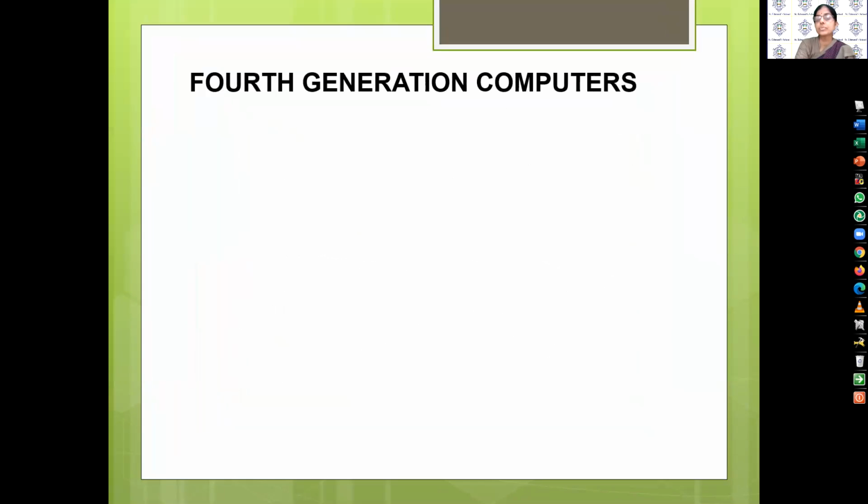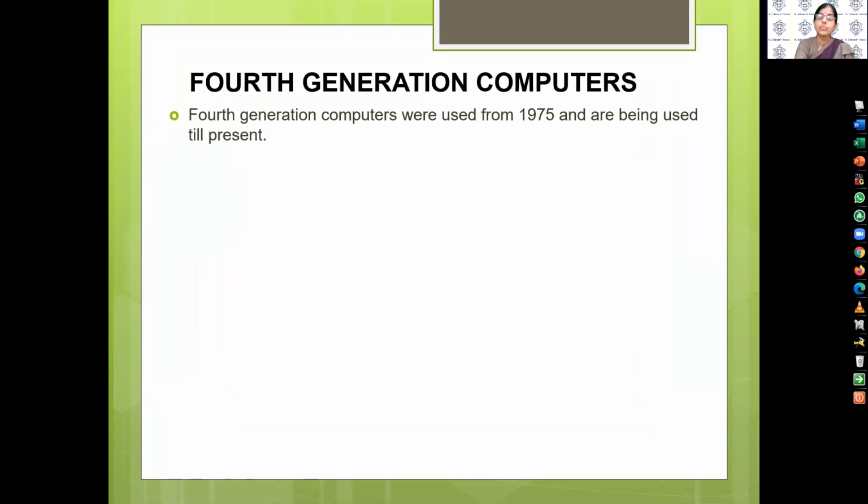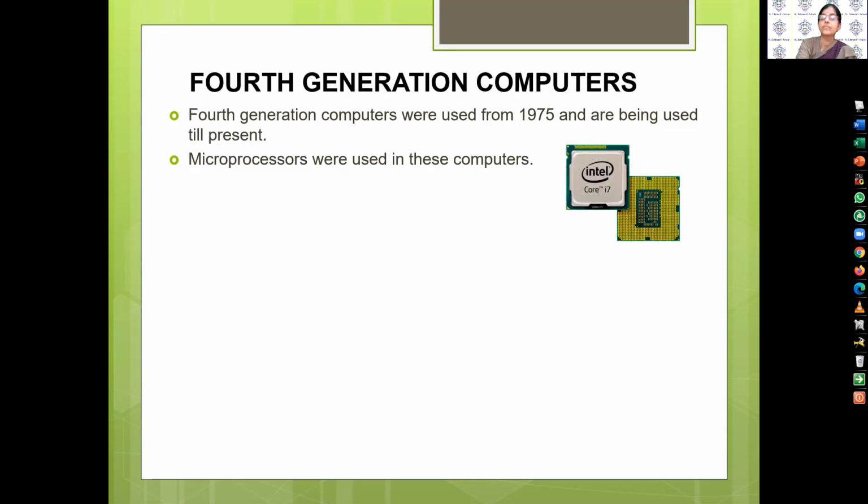Then after that, fourth generation computers come. Fourth generation computers were used from 1975 and are being used till present. Microprocessors were used in these computers. So now what is the change in fourth generation? In third generation, what did we use? We used transistors, then ICs, and then after that microprocessors. So this is a picture of microprocessors.